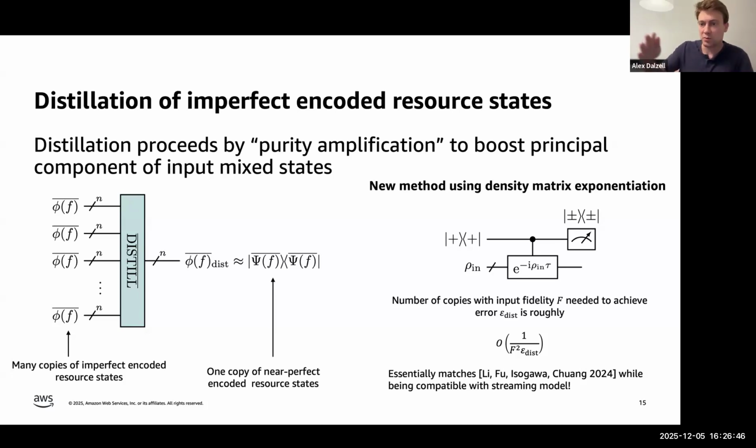This is an exponential improvement in f over more simple methods like the iterated swap test. And it also matches the optimal complexity, at least in most parameter regimes, that was shown in 2024. But unlike this optimal method, our method is compatible with the streaming model where you receive copies of rho n one at a time and you don't have to process them all at once. So this is a new method for quantum purity amplification, which could have other applications.